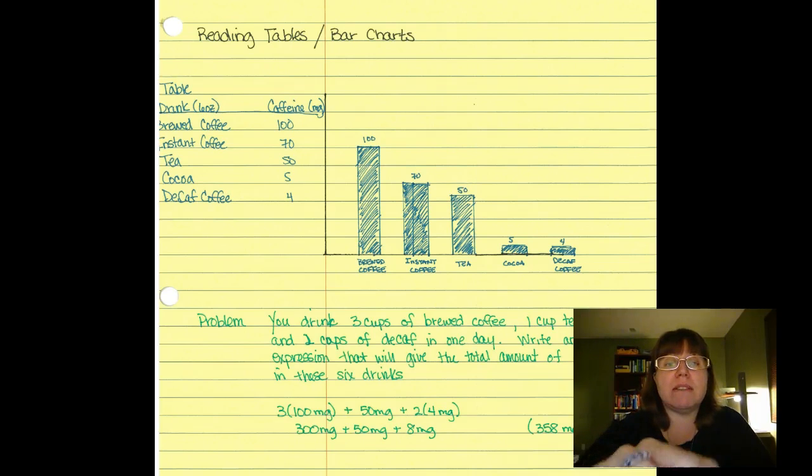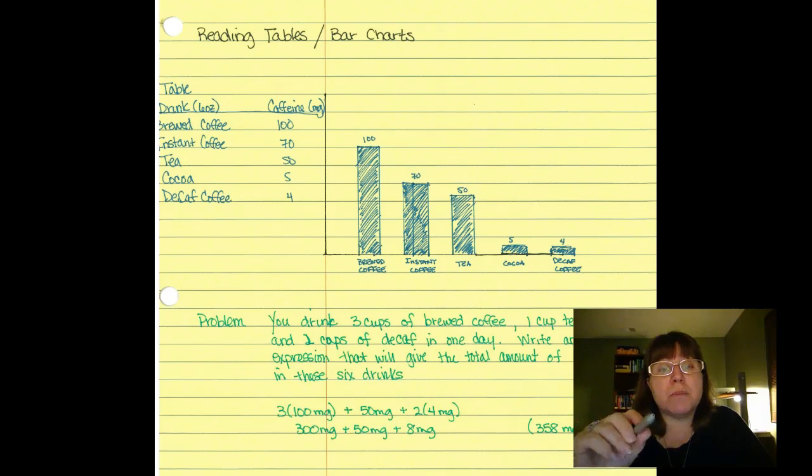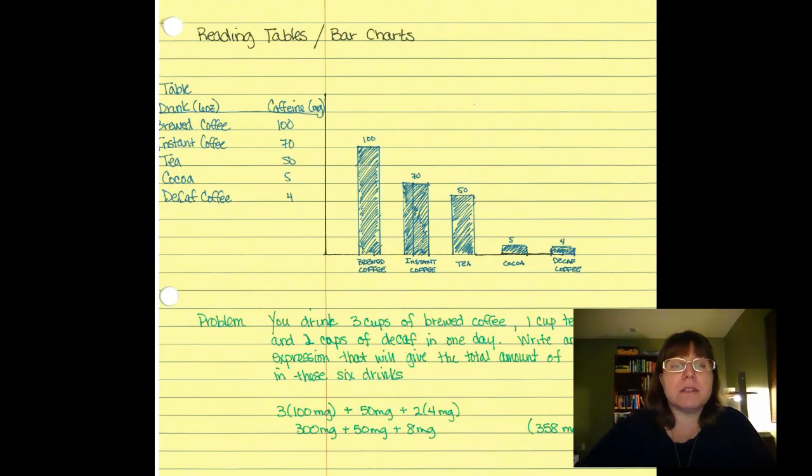So it's nice that I see it visually in my chart. But now I can answer a question. If you drank 3 cups of brewed coffee, 1 cup of tea, and 2 cups of decaf in one day, we can write an expression that will give us the total amount of caffeine in those 6 drinks. So 3 cups of brewed coffee, that's going to be 3 times the 100 milligrams, because brewed coffee is 100 milligrams.